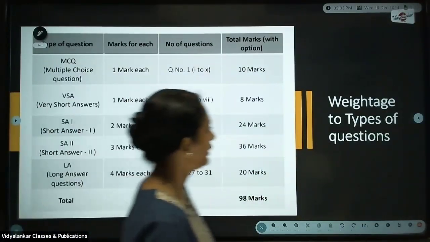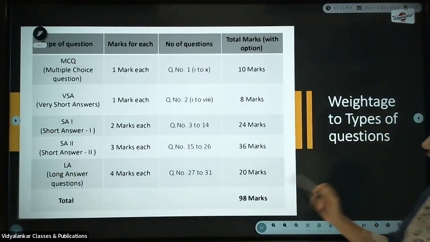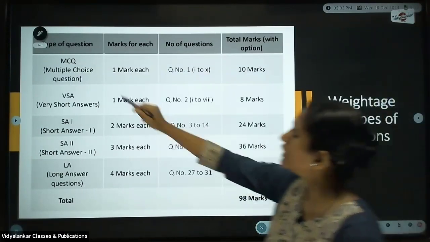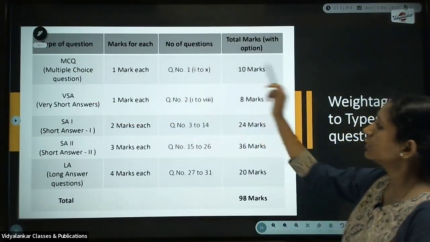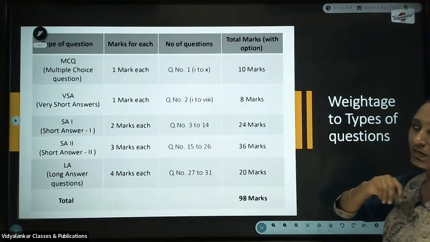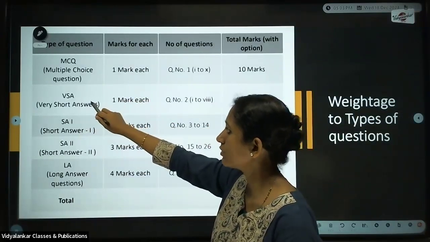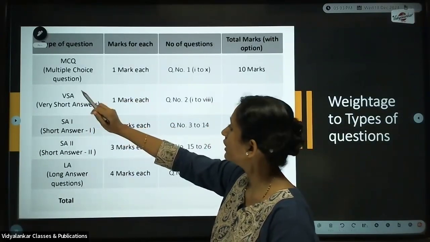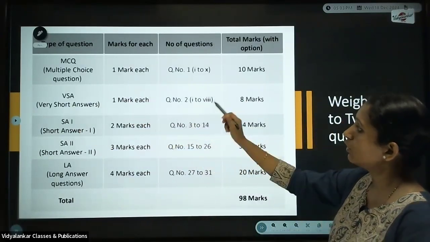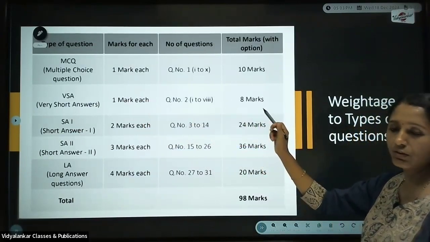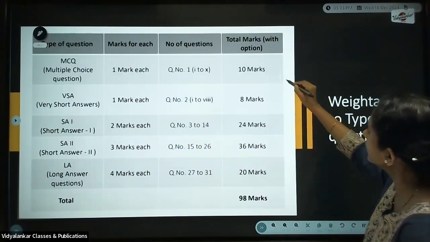Now, this is the weightage for type of questions. As I explained in the earlier slide, each MCQ carries 1 mark and we have 10 MCQs. So the total weightage for MCQs is 10 marks, and this belongs to section A. Similarly, very short answer type questions also belong to section A, again 1 mark each. This is our question number 2, where you will find 8 questions and the total weightage is 8 marks.